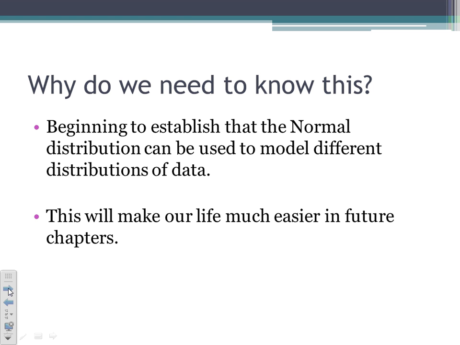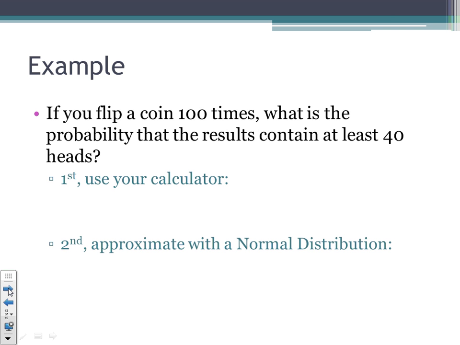But what we're trying to begin to establish in this chapter is that the normal distribution is an effective model of different types of distributions of data. And that's going to make our life a lot easier. You're right, the binomial distribution in and of itself is way easier than applying the normal distribution. But in future chapters and in future work in this class, the normal distribution will be the faster way to go. So we want to begin to establish this level of trust of applying the normal distribution, again, to model different types of distributions. So that's what we're looking at. All right, so here's our example.